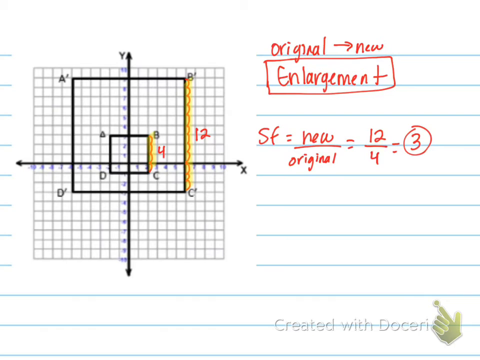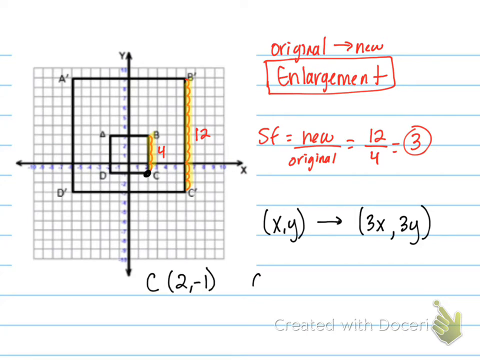Okay, so to write the dilation algebraically, remember we don't put x, y, that's the original. The dilation would be 3x, comma 3y, because we're multiplying by 3 on each point. If you look at C, C is (2, negative 1), right? Theoretically, if we did it right, we would multiply by 3 for the 2 to get 6 and by 3 for the negative 1 to get negative 3. Is that where C prime is? Yeah, it is. So we did it correctly. So this is our answer: 3x, comma 3y.